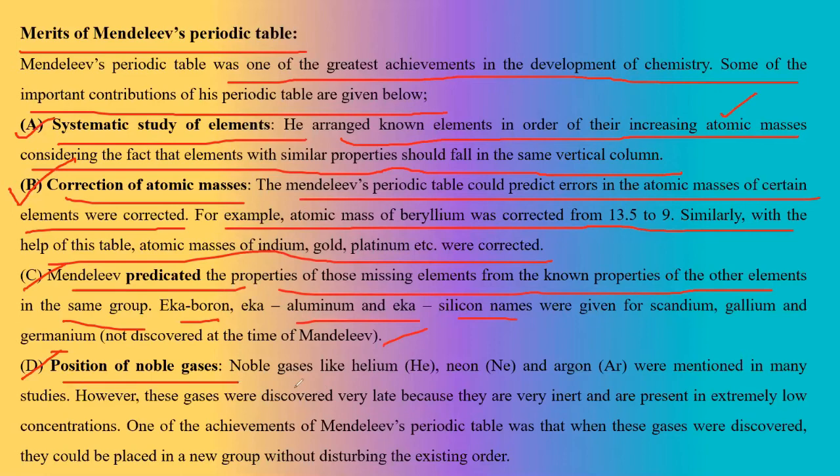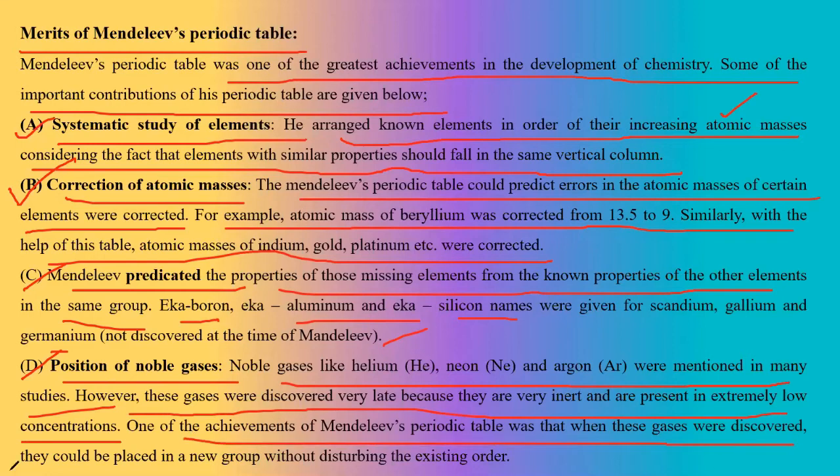And the position of noble gases, see, helium, neon, argon were mentioned in many studies. However, these gases were discovered very late because they are very inert and are present in extremely low concentration. One of the achievements of Mendeleev's periodic table was that these gases, once discovered, could be placed in a new group without disturbing the existing order.